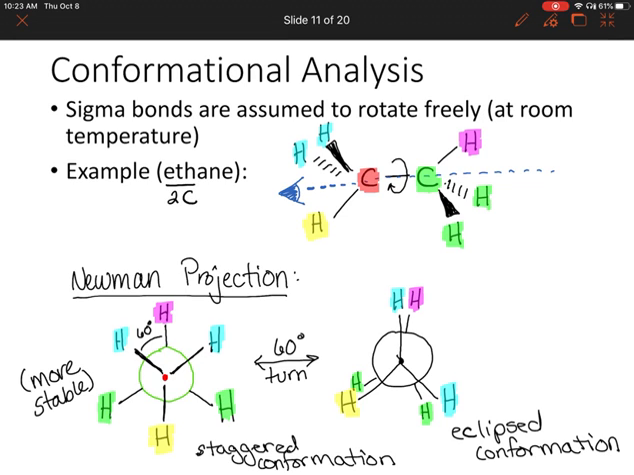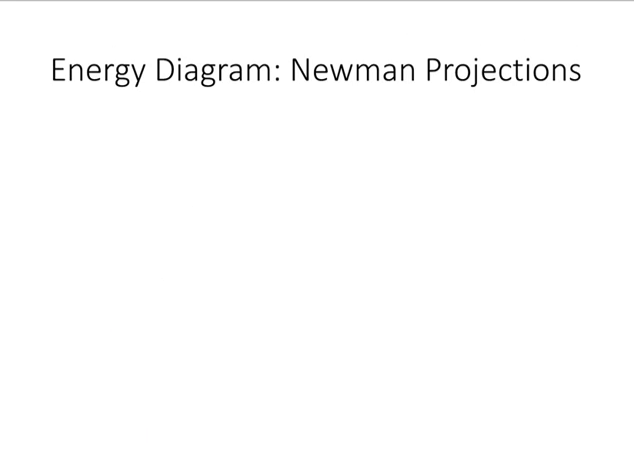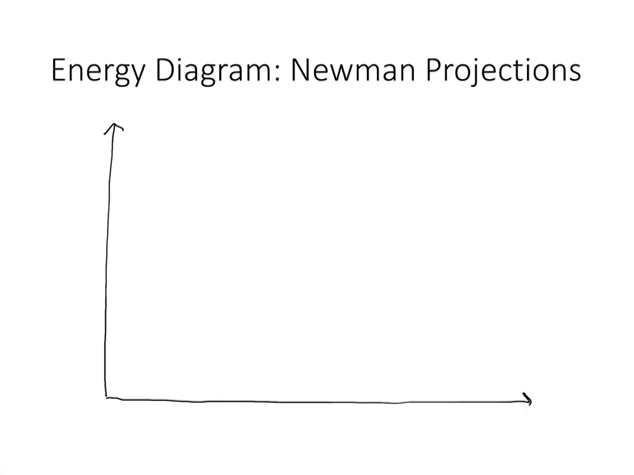So let's actually look at the energy diagram for these Newman projections. All right, so this is specifically for ethane. So let's draw some x and y axes. And energy is on the y-axis. And then we'll just put rotation on the x-axis. So initially, we started with a staggered Newman projection, which is pretty low in energy. It's pretty stable.